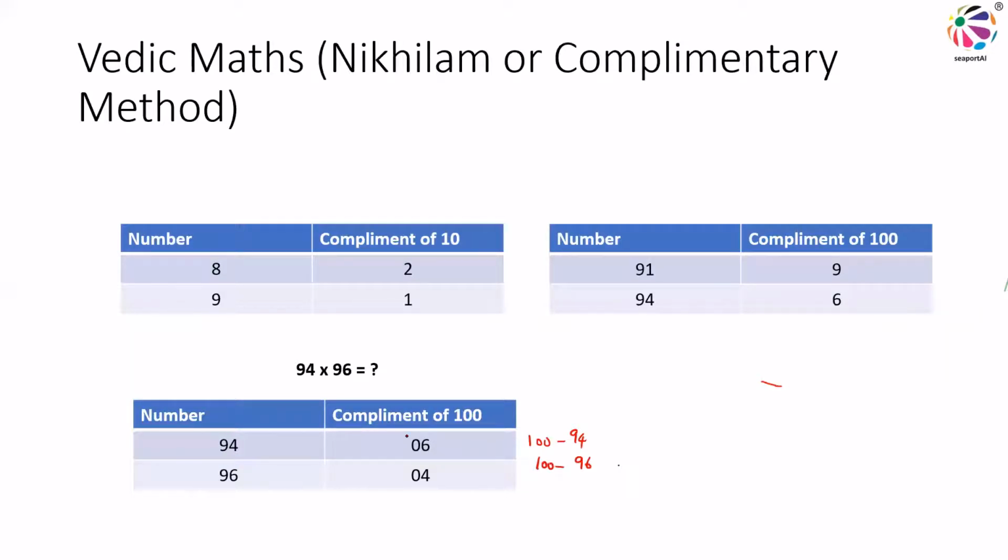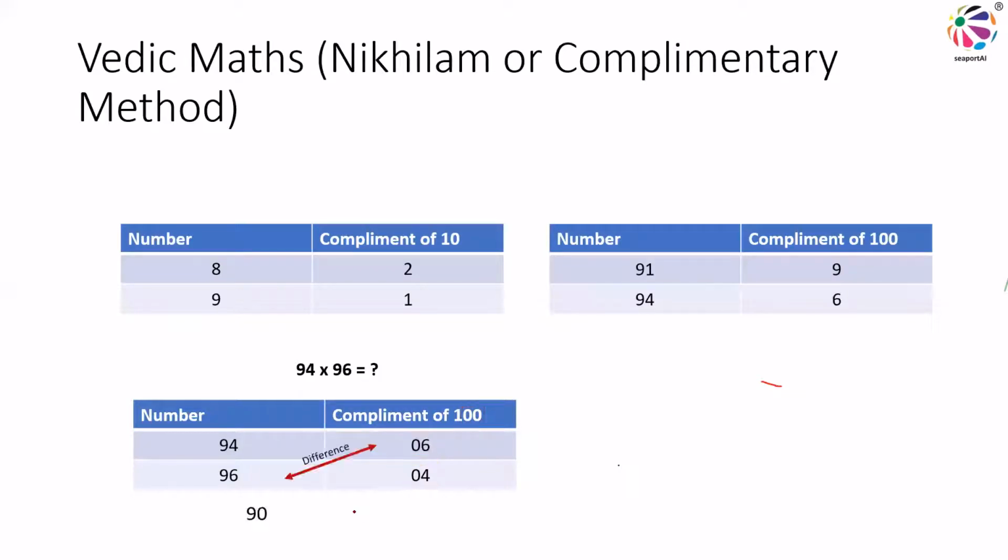And note, I am writing this as a 2-digit number. Why am I writing it as a 2-digit number? Because there are 2 zeros in 100. Clear? Yes, sir.